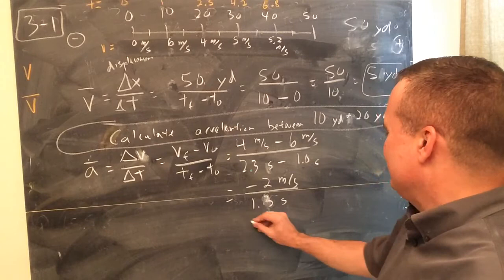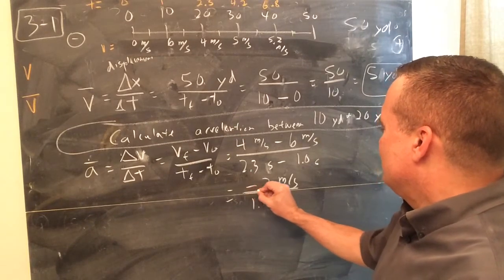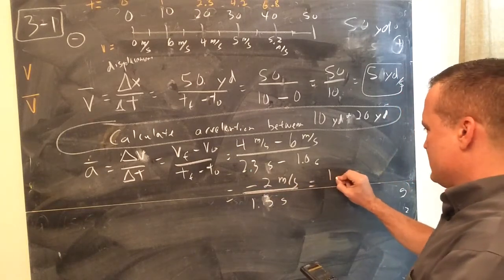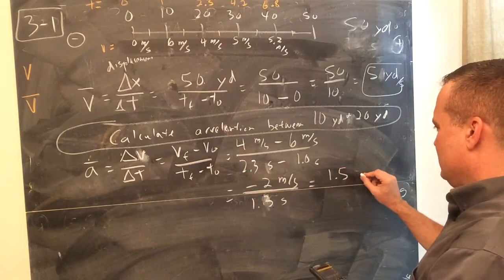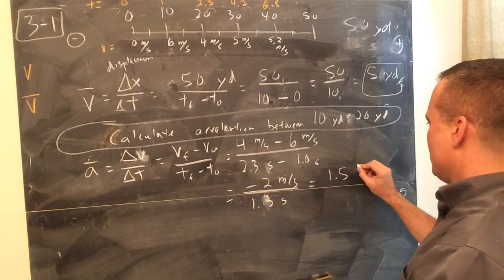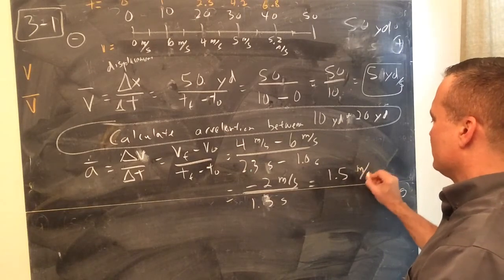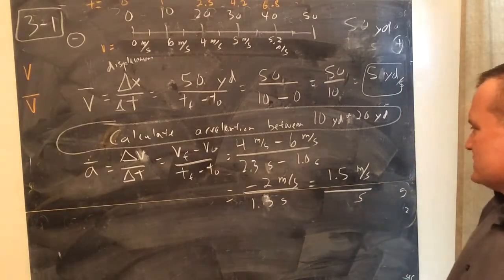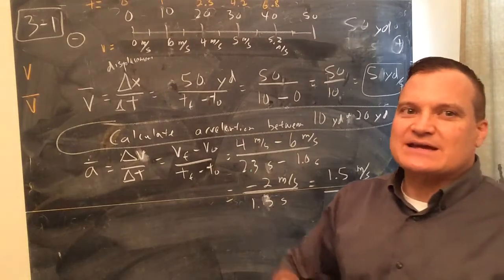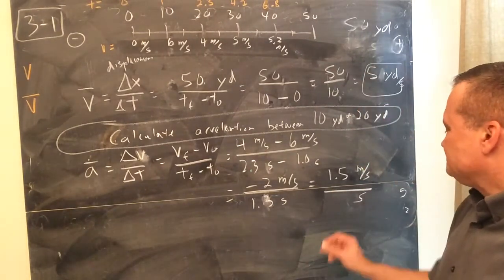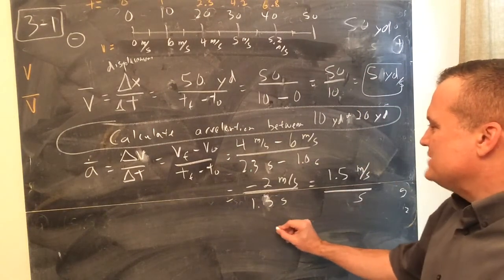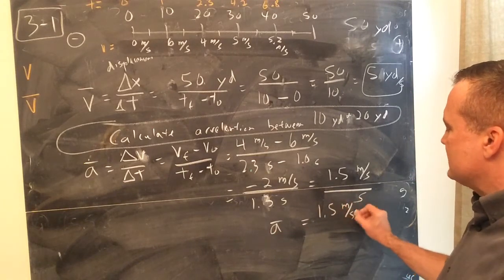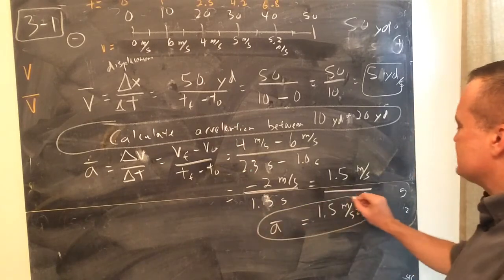1.5. Okay, sorry. 2 divided by 1.3 equals 1.5 meters per... Now watch this, the unit. Meter per second over second. Meter per second. What in the world does that mean? 1.5 meters per second every second. So the way we write it, and this is a strange thing, but your acceleration will be 1.5 meter per second squared. That's how we write acceleration.